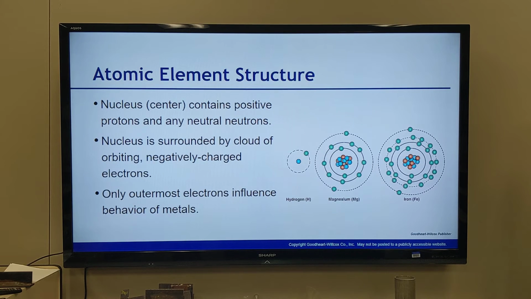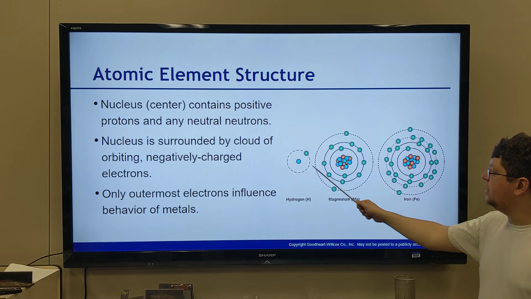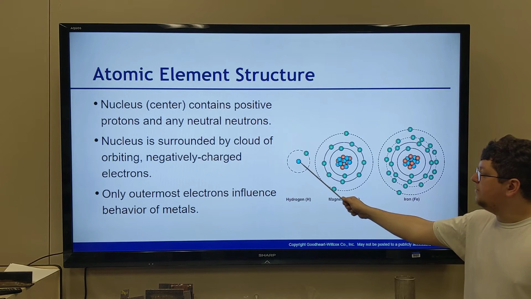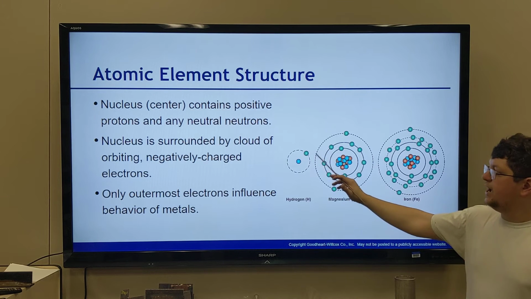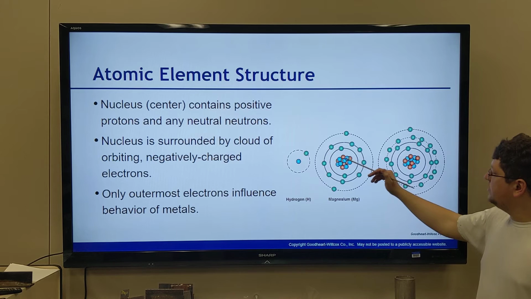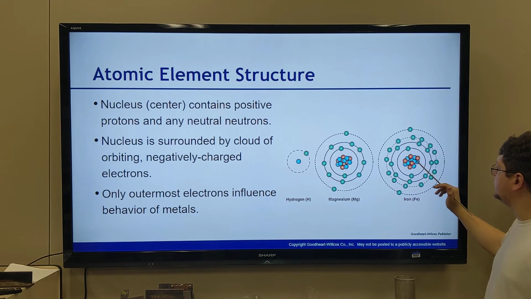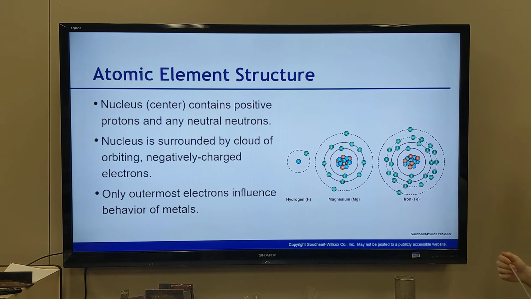The nucleus is determined, when you're trying to figure out which element it is, it's kind of more determined by the amount of neutrons in it. As you see for hydrogen, it has no protons at all. Magnesium over here has a couple of protons and neutrons, and iron over here has protons and neutrons. And if you're looking at the magnesium, it looks like it has a lot more protons compared to what iron does.